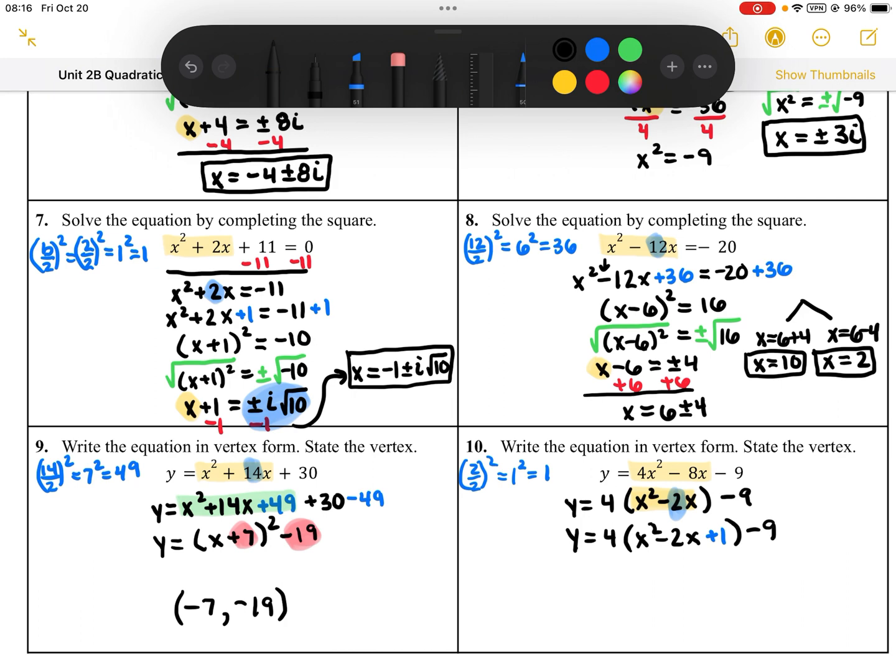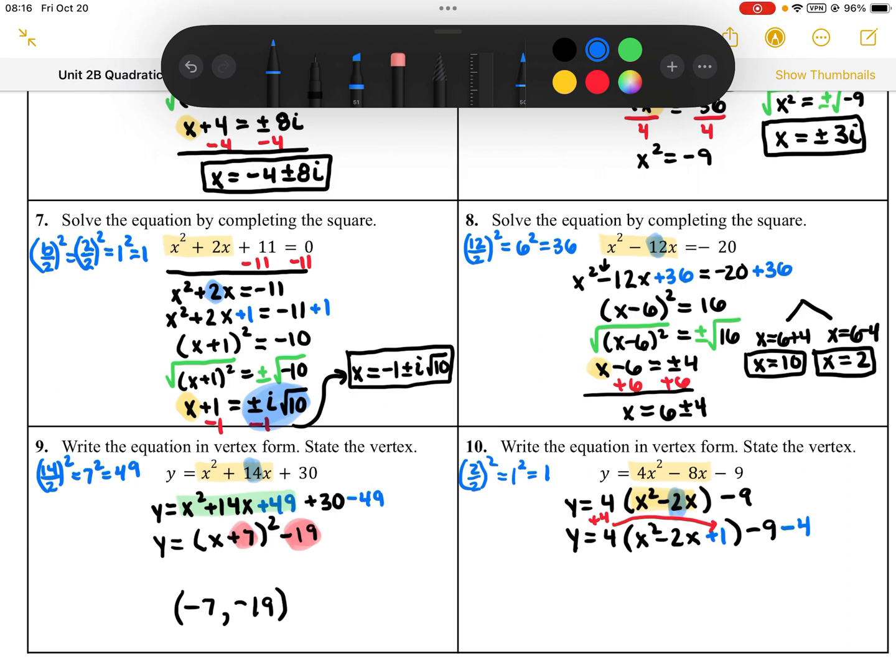Now, because I added 1 inside those parentheses, I also have to do the opposite on the outside to create a 0. So I'm not changing the value of the equation. But since I pulled out this 4 here, 4 times 1 means I'm technically adding 4. So on the outside, the opposite of adding 4 is to subtract 4. So plus 4 minus 4 gives me 0.